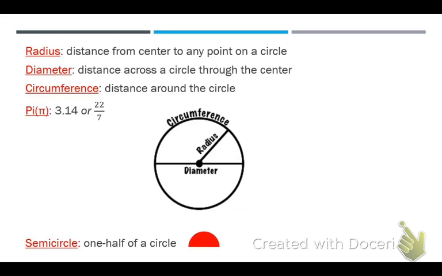The radius is the distance from the center to any point on a circle. So you can see it's just that area going right there. The diameter is the distance across a circle through the center, so all the way across. And then the circumference, we've talked about it, is the distance around the circle. Remember that pi is 3.14 or 22/7, and that a semicircle simply means it is half of a circle.